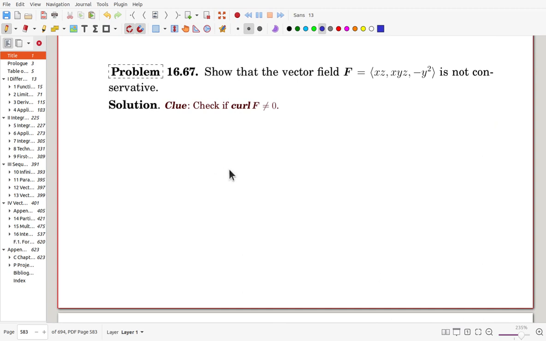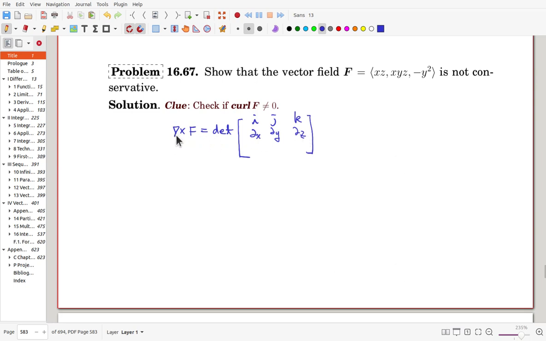Let's see the problem. Show that the vector field is not conservative. Once the curl of F is non-zero, then it is not conservative. So let's check if the curl of F is non-zero. Now that is the cross product with the del operator, which is the same as the determinant of the matrix: i, j, k, and here the x derivative, y derivative, and z derivative.